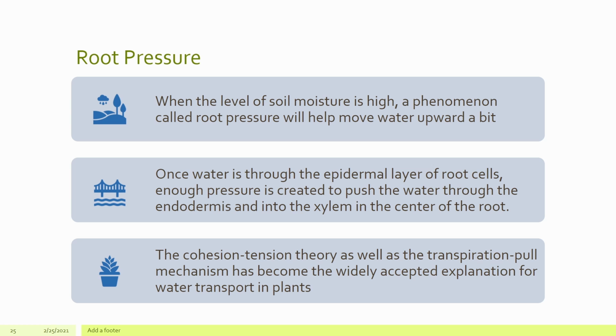We can also look at root pressure. When soil moisture is high, root pressure will help move water upward a bit. Once water is through the epidermal layer of the root cells, you generally have enough pressure created to continue pushing the water through the endodermis and into the xylem at the center of the root. The cohesion tension theory, as well as the transpiration pull mechanism, has become pretty much the widely accepted explanation for water transport in plants. So not only do we have this kind of negative pressure that pulls water upwards, we also have a cohesion tension production because of root pressure that exists with the water pushing on the roots and absorption being promoted.